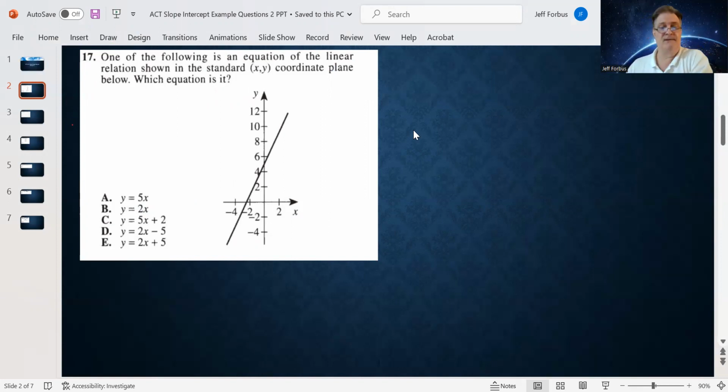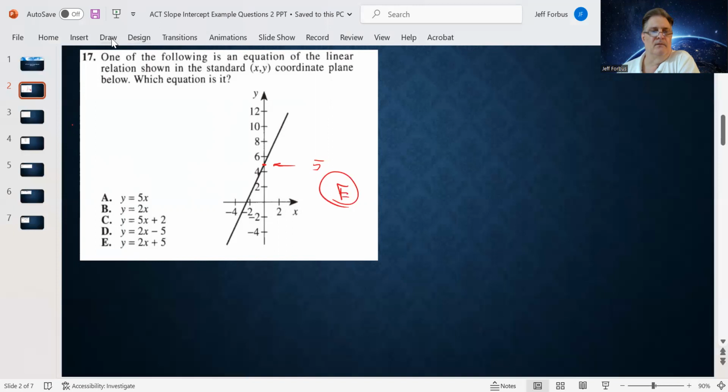Keep in mind, we're always thinking about y is equal to mx plus b. Right here appears to be the intercept, and that is 5. So a and b are gone immediately, and so is c because that's a +2. And d is gone immediately because that's a -5. So the only one that's left is answer choice E.